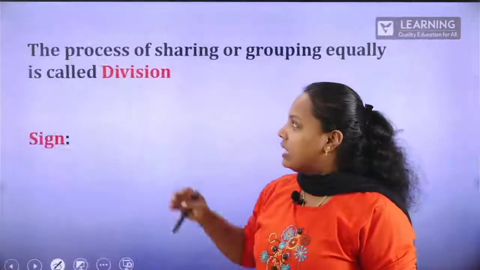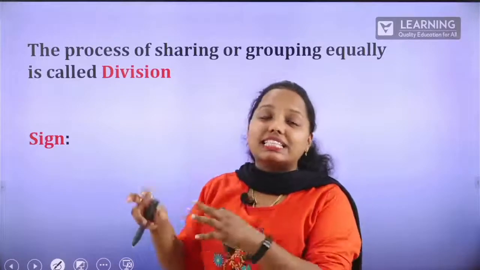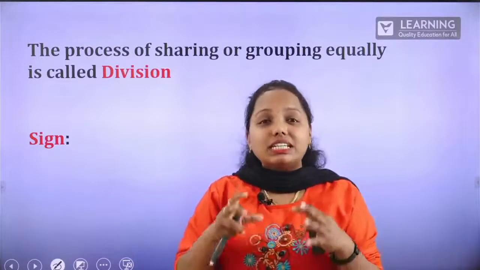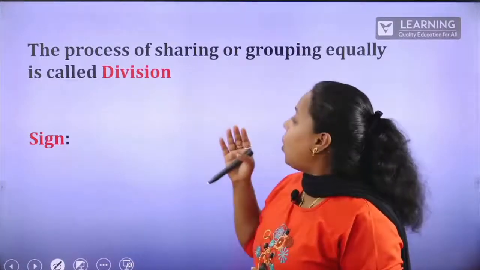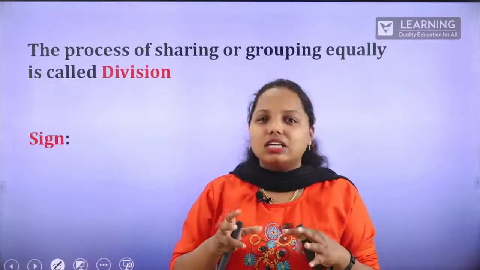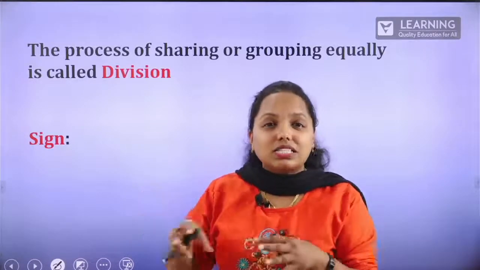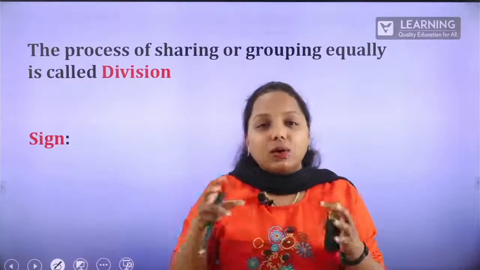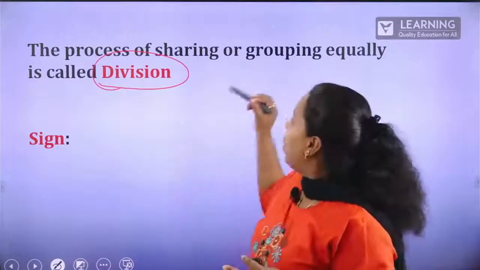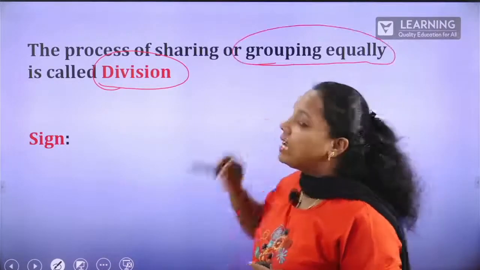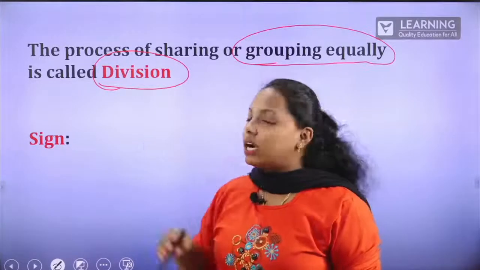Now, the next one: what exactly is division? This was just to grab your attention on where exactly we use it in practical life. Here comes the exact definition of division: the process of sharing or grouping equally. Just now we have seen the tablet example, right? The tablets were divided daily on an equal basis, and the balloons were also divided equally. So division is the process of sharing or grouping equally. This word is very, very important. Sharing or grouping equally is called division.